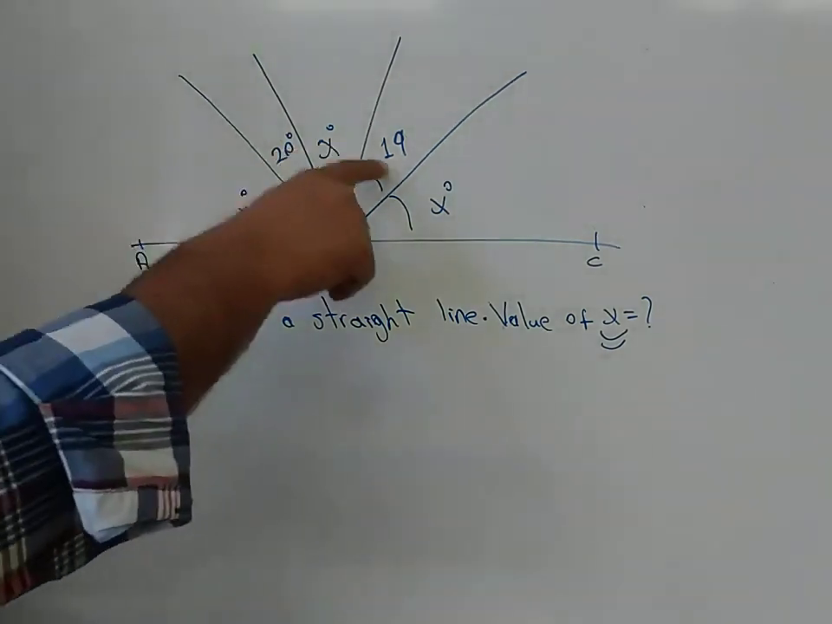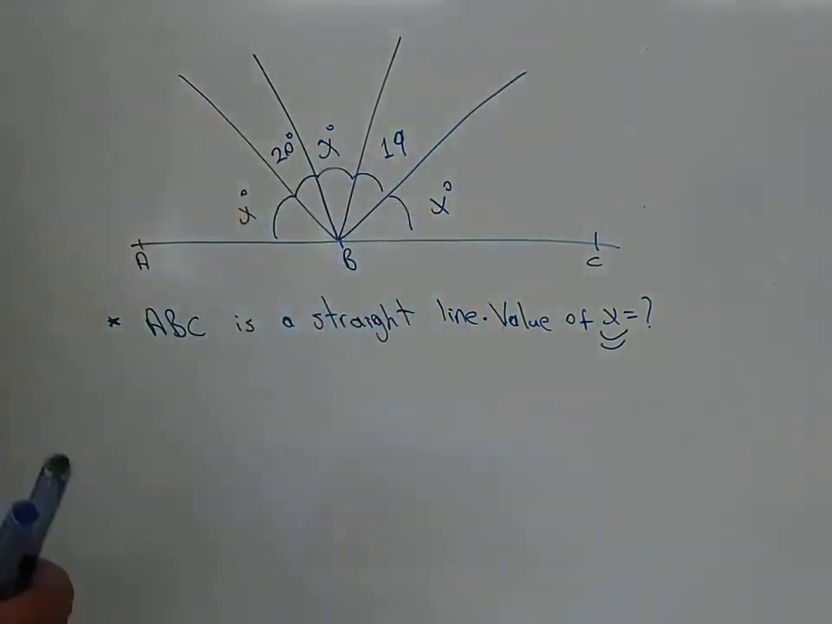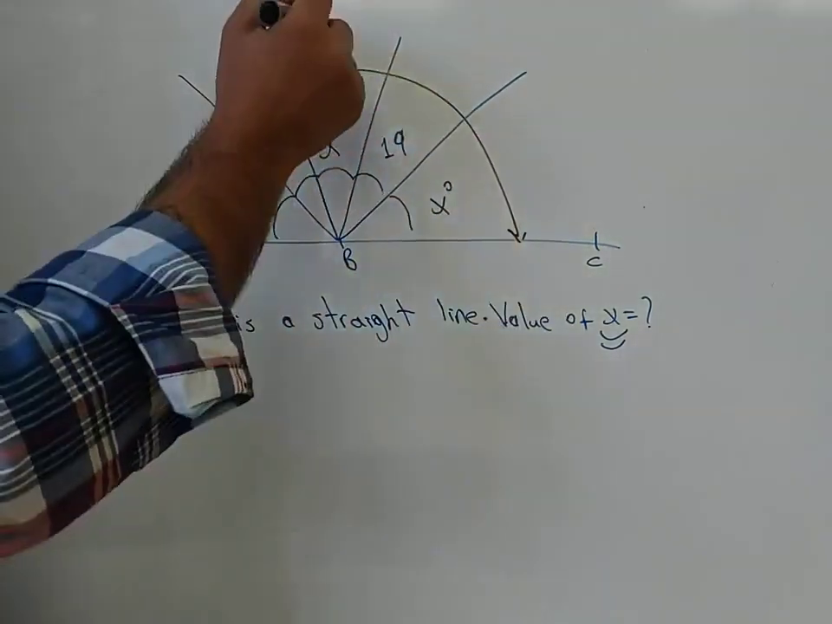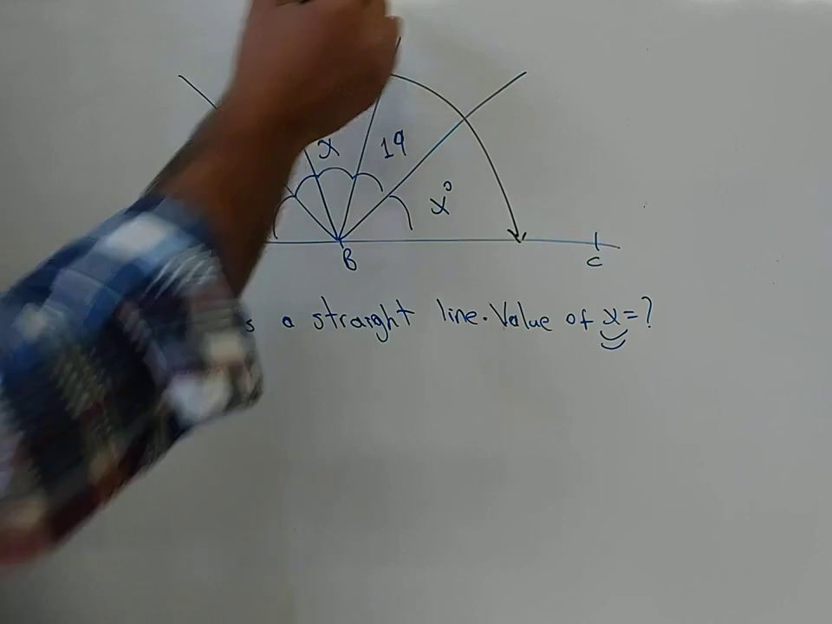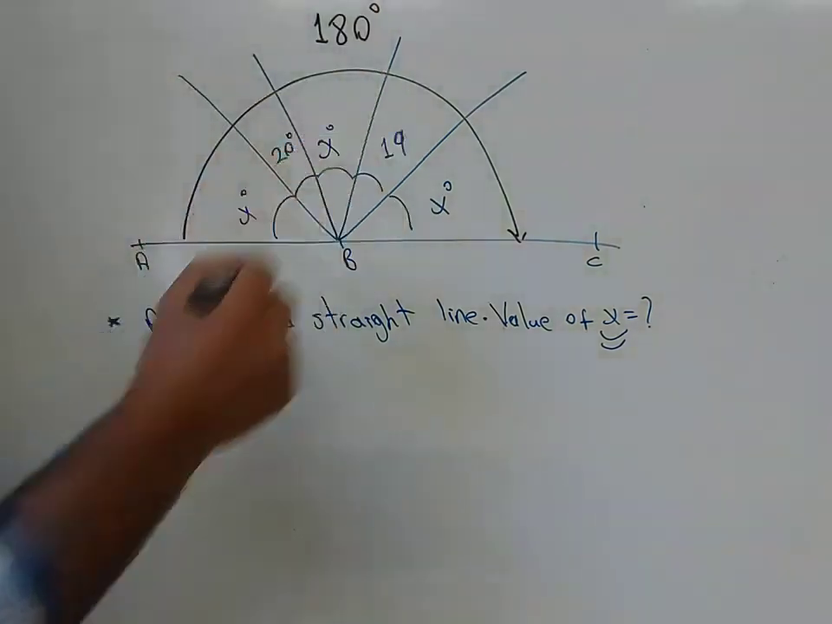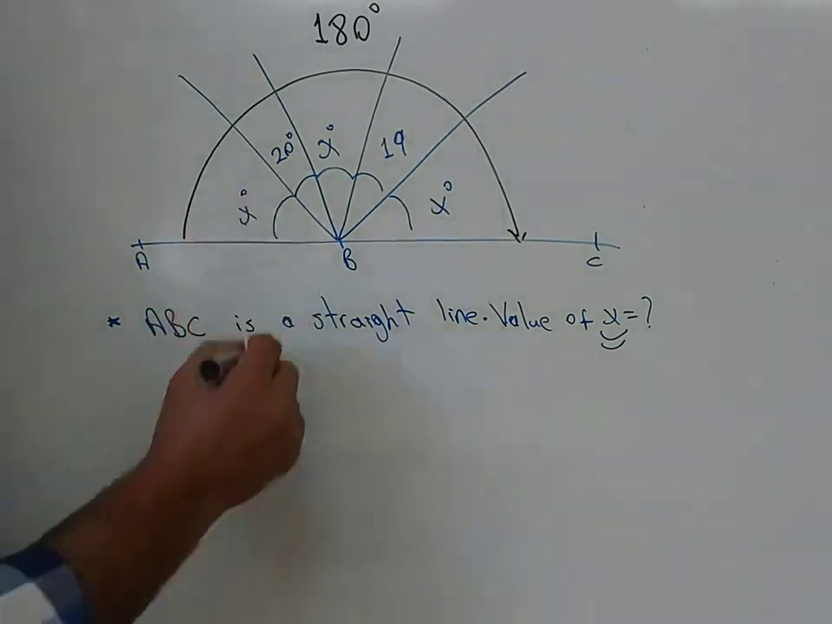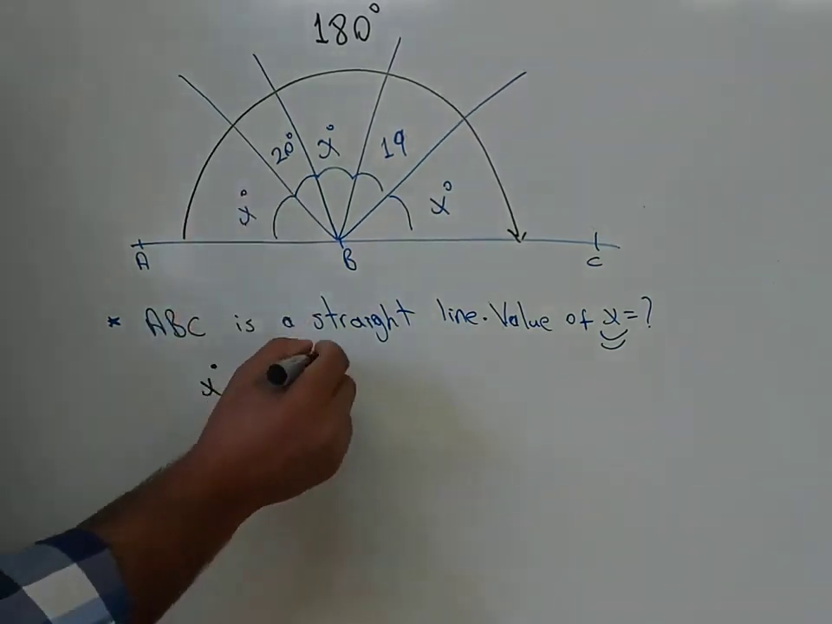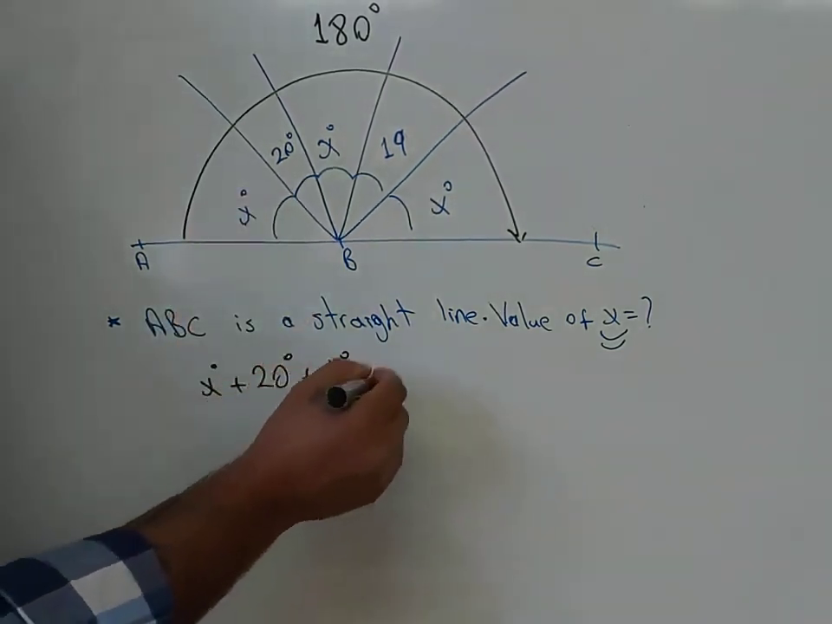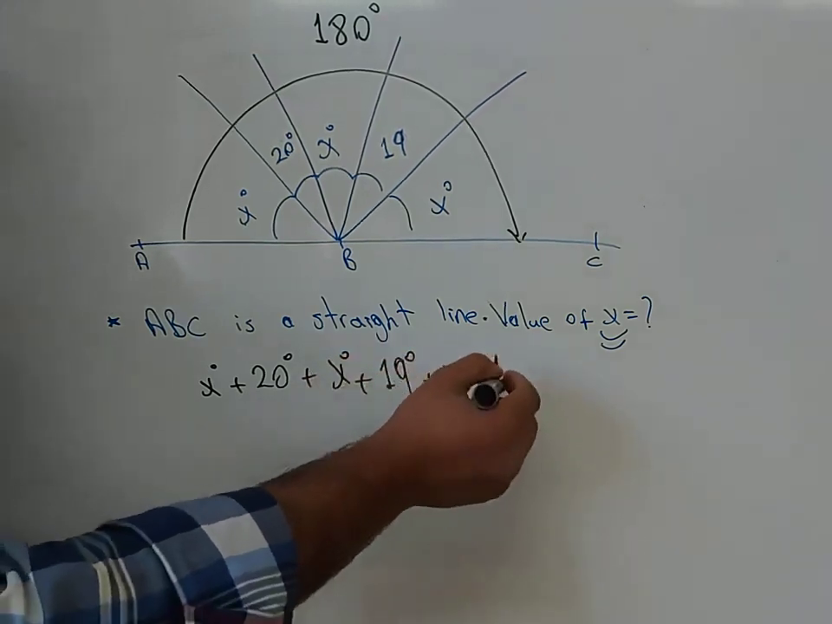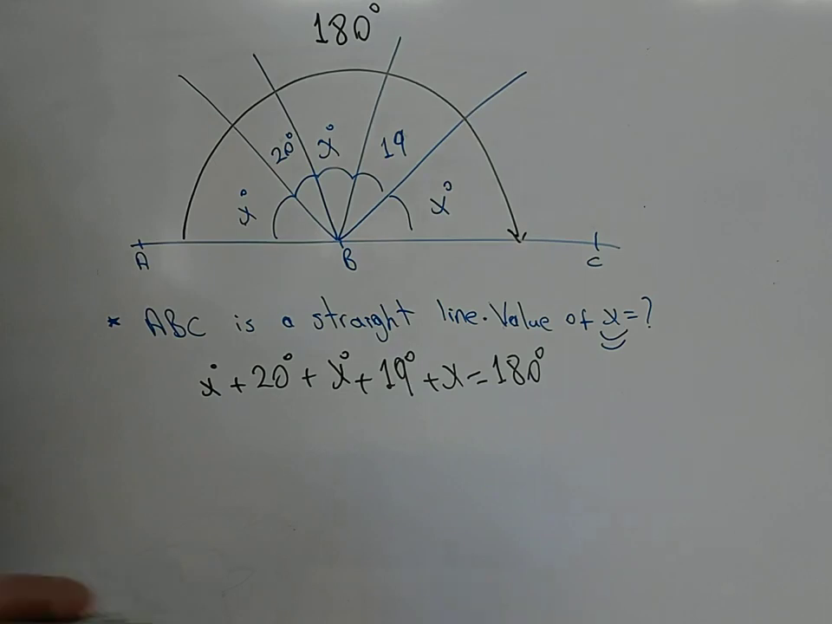The angles are x, x plus 20, and x plus 19. So if it's a straight line, this must be 180 degrees. Add them up then. x plus x plus 20 plus x plus 19 equals 180.